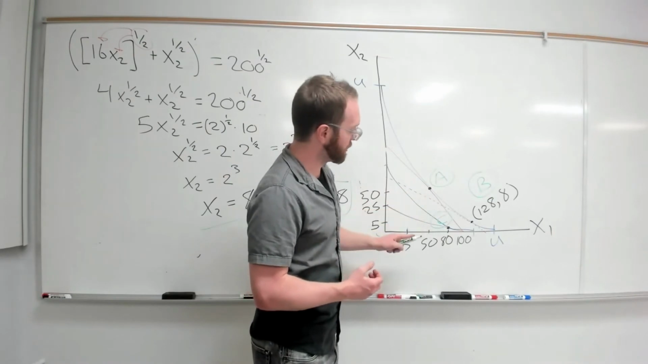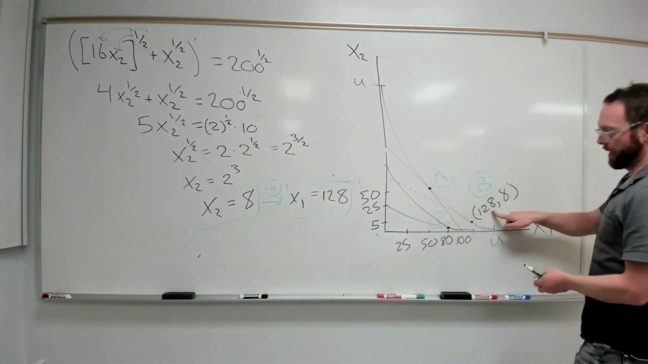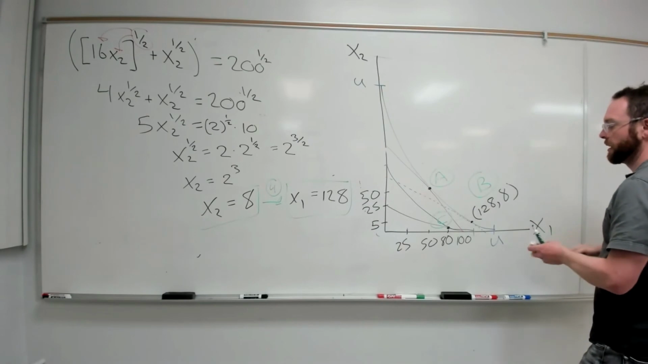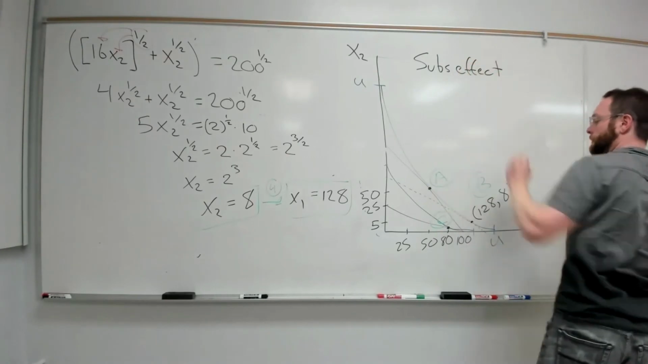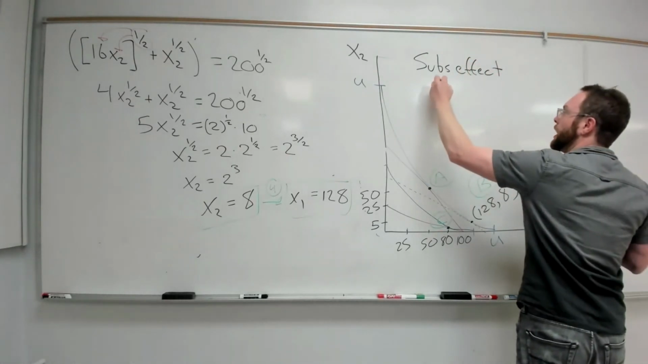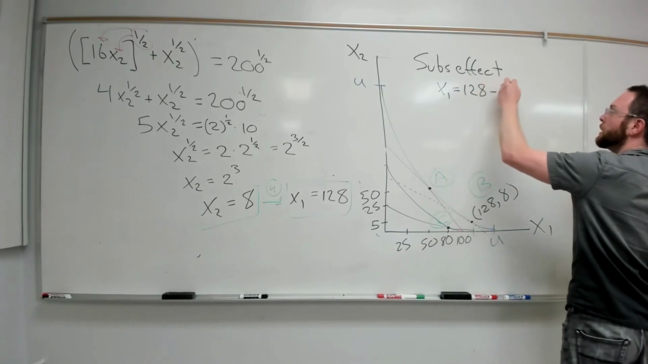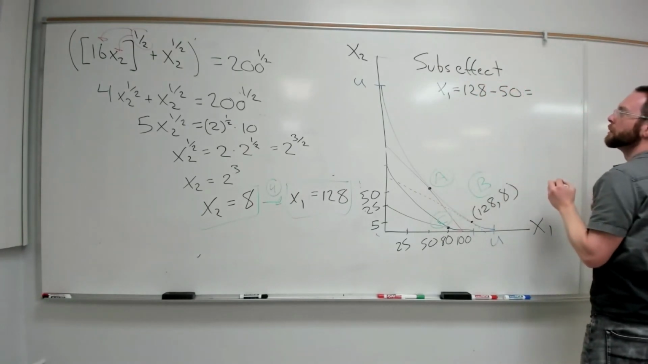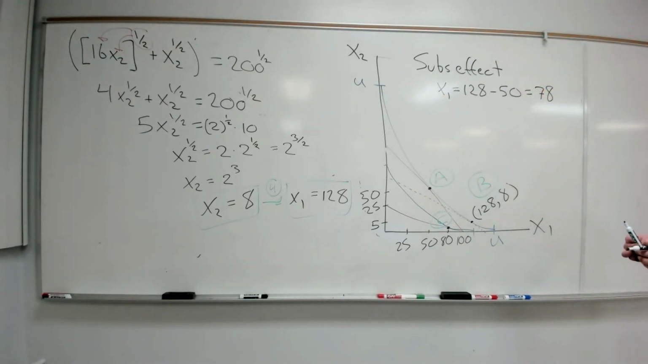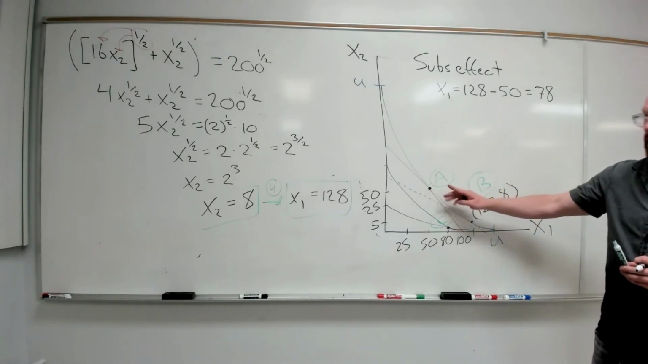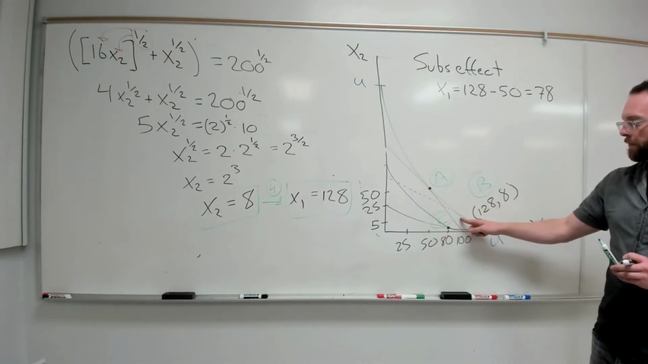So in that case, any change from A to B, say going from 50 to 128, that is the substitution effect. For x1, the substitution effect is we consumed 78 more units of x1. So that's the substitution effect because of the price change, but nothing else, right? We're pretending like you don't feel poor because we gave you the money back. That's what this hypothetical budget line represents.